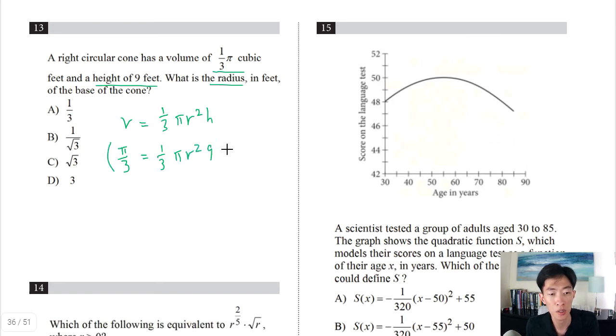I'm going to multiply the whole equation by 3. On the left, we're left with pi because the 3's divide out. On the right, the 3 divides out, and we're left with pi r squared times 9. Divide both sides by pi, we get 1 equals r squared times 9. Divide both sides by 9, we get 1/9 equals r squared. Take the square root of both sides, so r is equal to positive or negative 1/3. Obviously, we reject the negative 1/3, and so the answer is A.